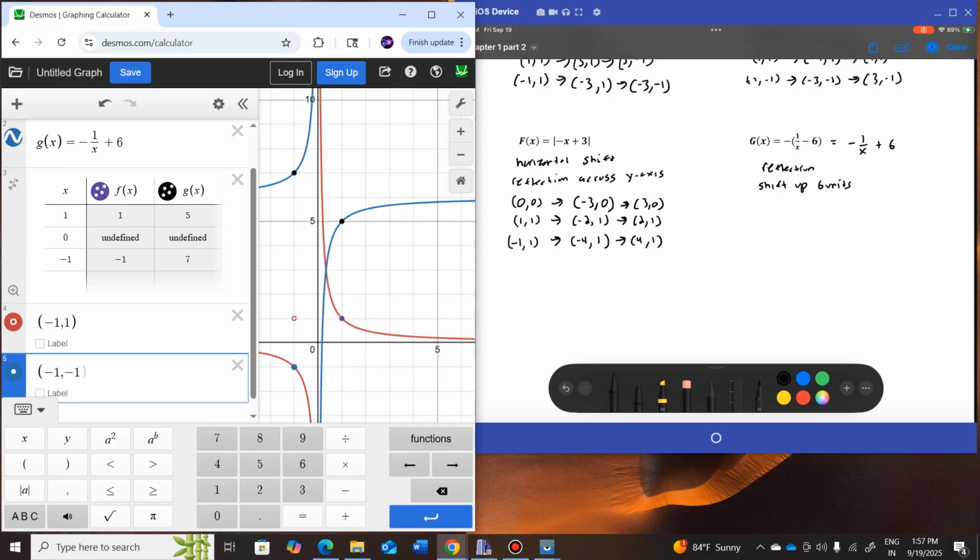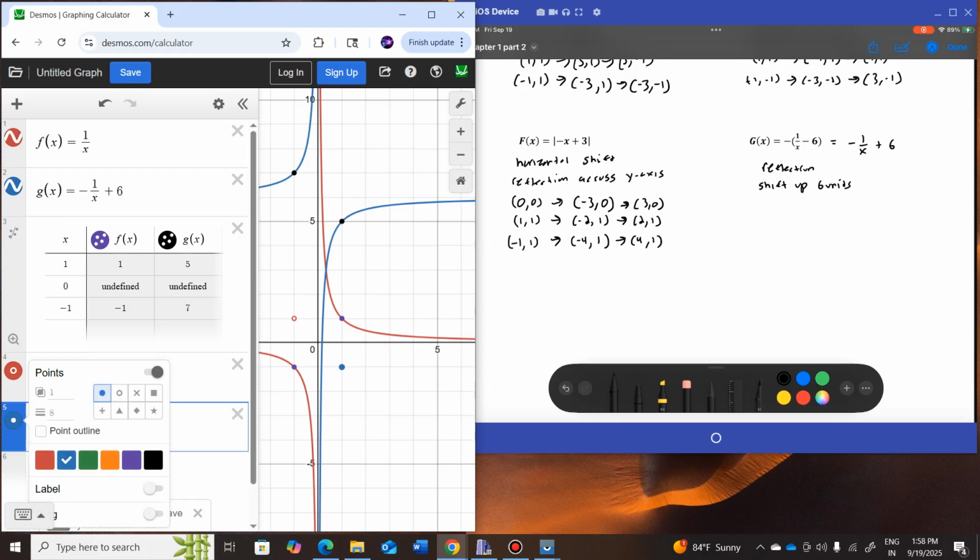Okay, which is here. That's getting shifted across the y-axis to 1, negative 1. So that's your intermediate point. And then that point gets shifted up 6. 1, 2, 3, 4, 5, 6. So in both of these cases, the reflection's over the y-axis. Okay.